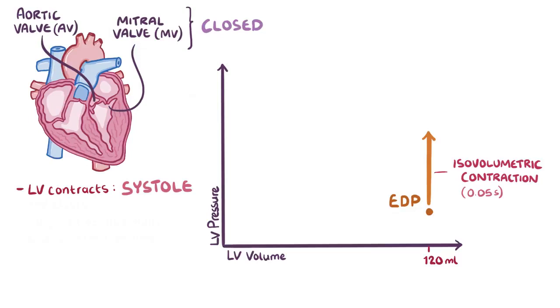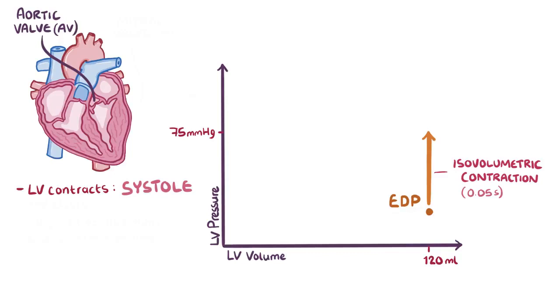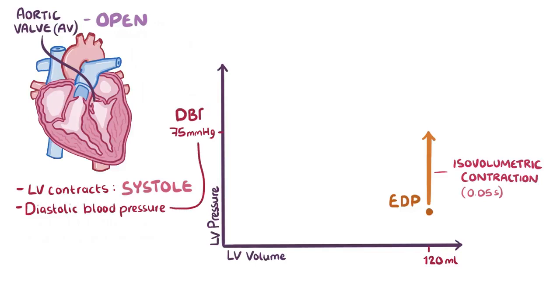Eventually, the pressure inside the left ventricle reaches approximately 75 millimeters of mercury, becoming just higher than the pressure inside the aorta, forcing the aortic valve to pop open. This pressure reflects the pressure in the aorta right at the beginning of the ejection phase, or the lowest that the blood pressure in the aorta is going to be, and it's known as the diastolic blood pressure, or DBP for short.